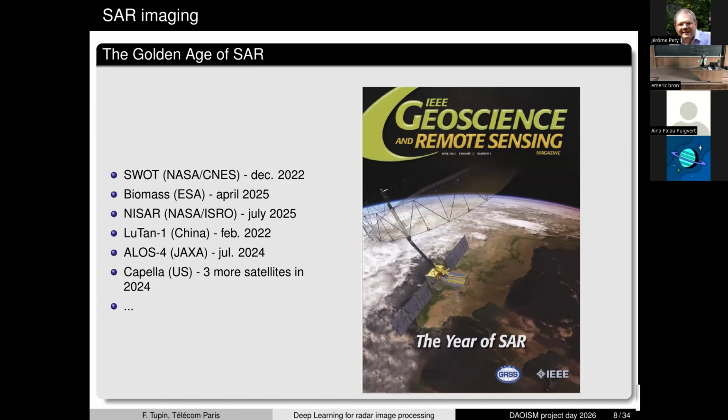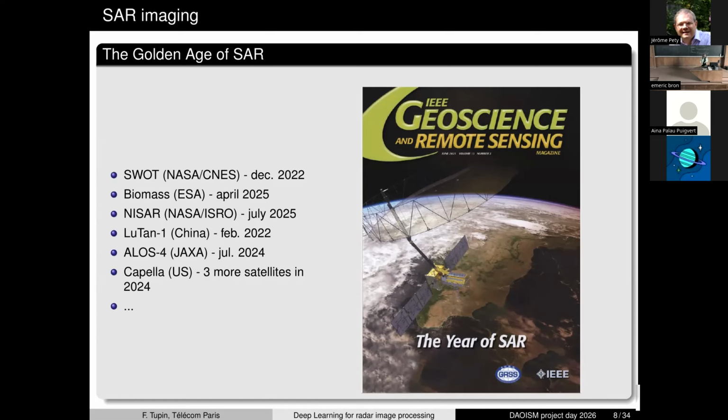At the moment it is called the golden age of SAR. We already had that in the past, but that's especially true now. We have many sensors that have been launched, and especially SWOT is used, for instance, to compute the hydrology, so the level of the different rivers. That's very important for the climate models. And we also have Biomass, which was sent just at the end of last year. Again, very important information inside these different climate models.